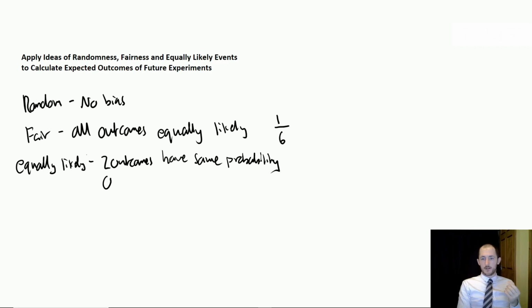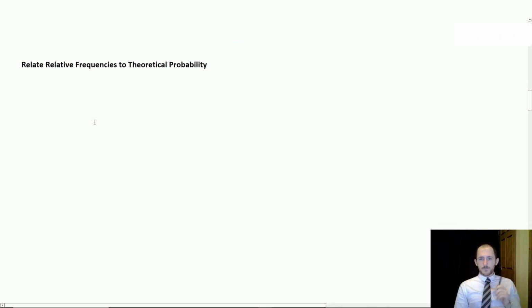Of occurring. Okay? And you're supposed to be able to use this in calculation. So some questions may say a fair dice is rolled, which means you need to make sure the probabilities are the same. Okay? So, relative frequencies to theoretical probability, we just kind of said it. Relative frequency is the actual experimental frequency that you get, and theoretical probability is what you calculate it should be.